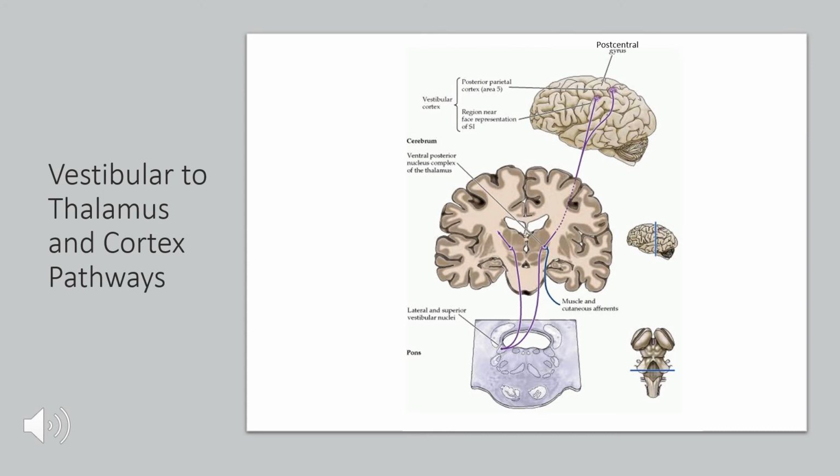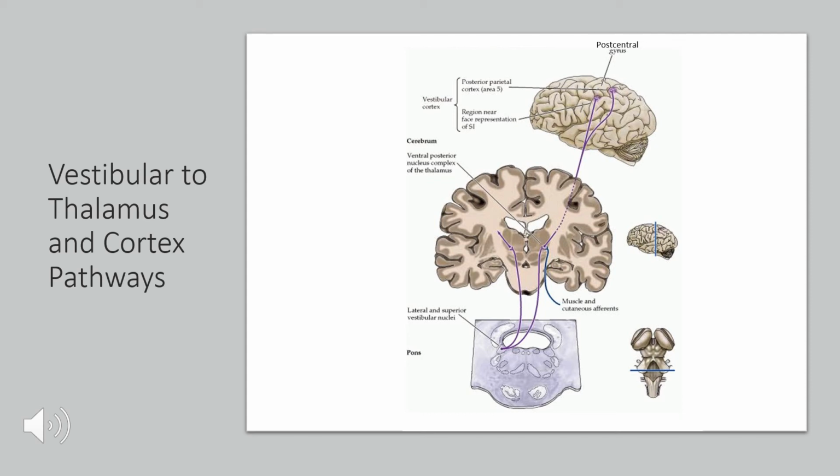This slide shows the pathways to the thalamus and the cortex, which are carrying vestibular information. The lateral and superior vestibular nuclei project to the thalamus. The lateral and superior nuclei also send axons to the ventral posterior nuclear complex of the thalamus, which then projects to two areas in the vestibular cortex.